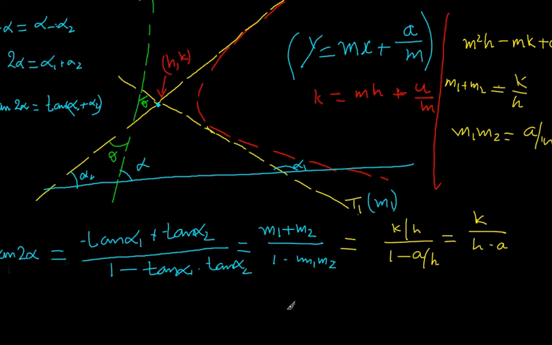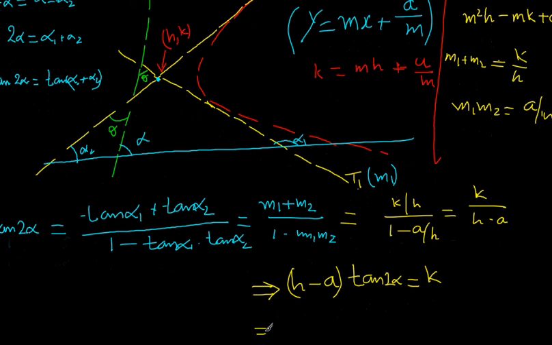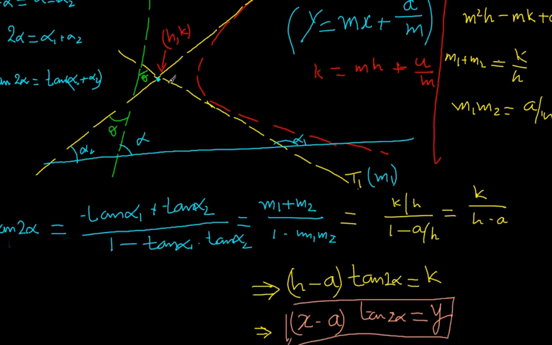h minus a, that will be equal to tan 2 alpha. Then you will get h minus a into tan 2 alpha should be equal to k. Here h is x, k is y. Just put this value, you will get the locus: x minus a, tan 2 alpha, is equal to y. This is the locus of this point.